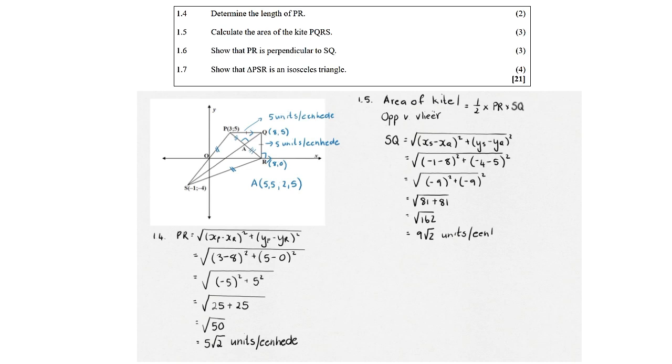And now we have the lengths of PR and SQ. So now we can determine the area of the kite. It's going to be equal to a half times PR, and the length of PR is 5 square root 2, times SQ with length 9 square root 2. And this simplifies to 45 units squared. For this question, you get 3 marks, 1 mark for the length of SQ, 1 mark for substituting into the correct formula, and 1 mark for the answer.